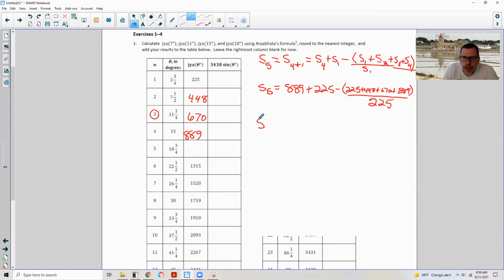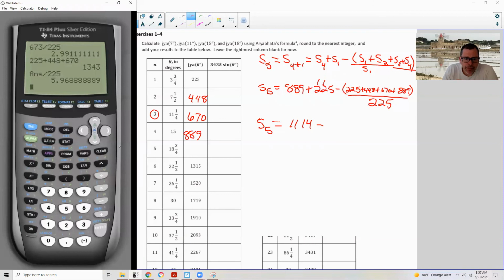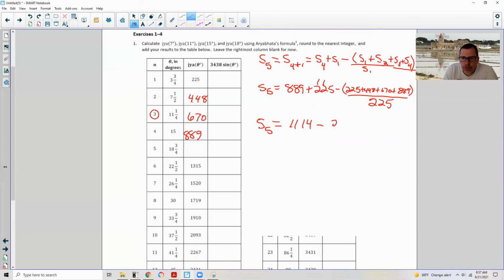Okay, so S sub 5 is going to equal 9 and 5 is 14, carry the 1, 8, 9, 10, 11, carry the 1, 8, 9, 10, 1,114, minus, and then I go to my calculator, and it is 225 plus 448 plus 670 plus 889. And that comes out to be 2,232. And we divide that by S sub 1.